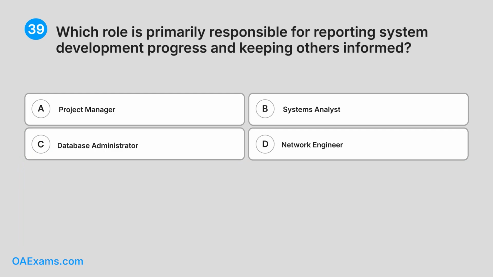39. Which role is primarily responsible for reporting system development progress and keeping others informed? A. Project manager. B. Systems analyst. C. Database administrator. D. Network engineer. What do you think is the answer?